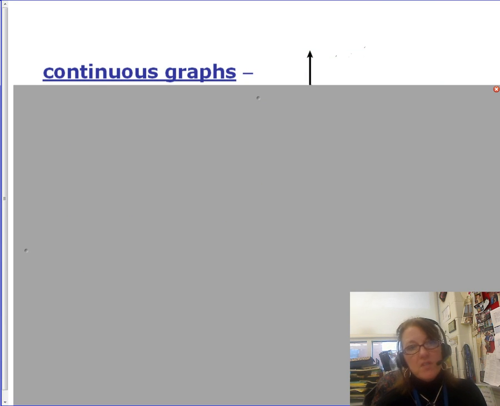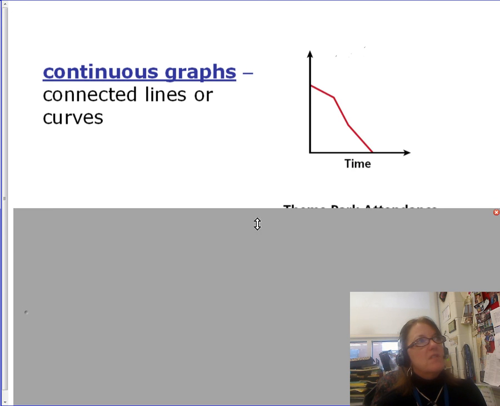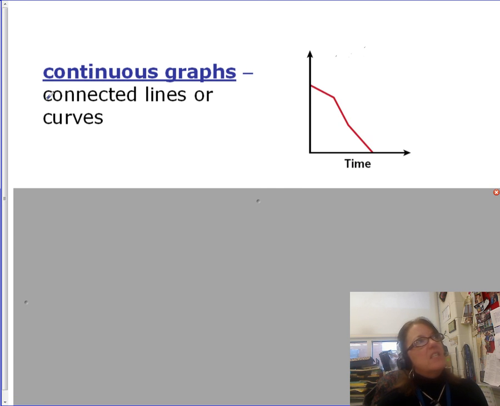Now, we're going to focus in on two types of graphs. The first one is called continuous. Continuous, I want you to think connected, okay? Straight or solid line. It could be a straight line, it could be curvy, it could look something like this too. But continuous means there are no breaks in there.